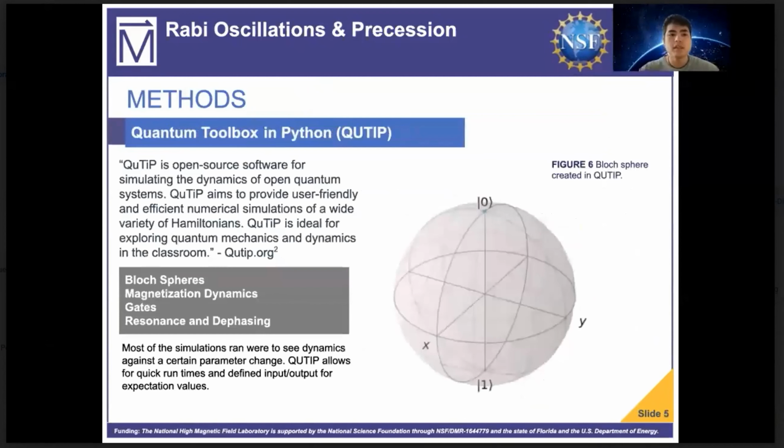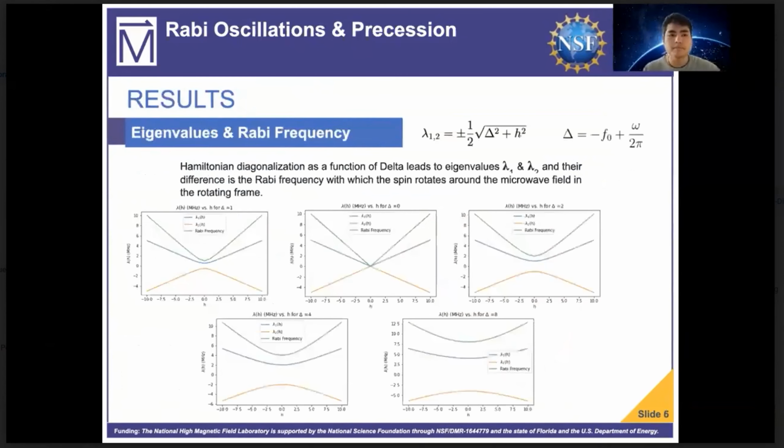Now, QuTiP, as I mentioned, is Quantum Toolbox in Python. It's a very helpful software that allows us to plot Bloch spheres quickly, and it shows the trajectory and really lets us run simulations very easily. What we got out of this is that we actually were able to get the eigenvalues of that Hamiltonian of the rotating frame to be described in terms of delta and H, where H corresponds to the microwave field strength, and then delta is the difference between the two frequencies of the static field and the microwave field.